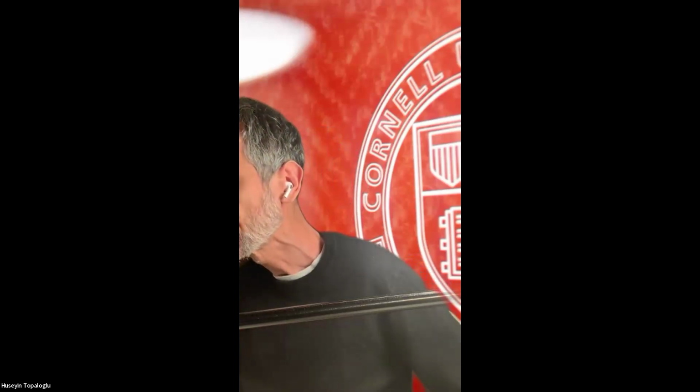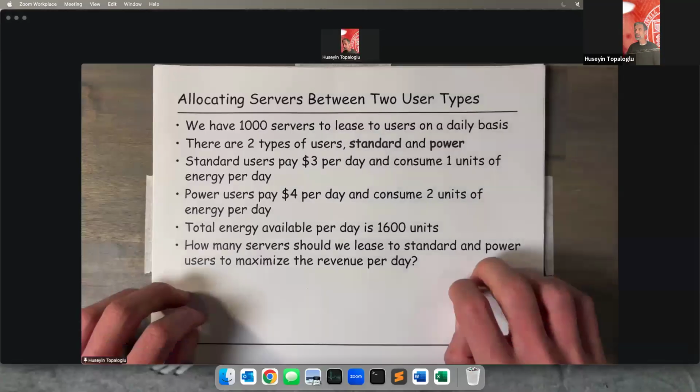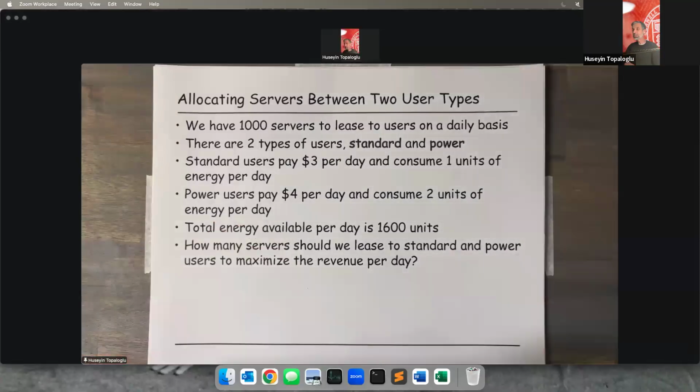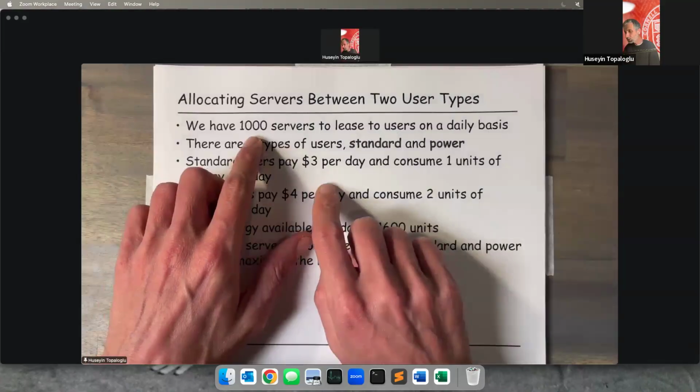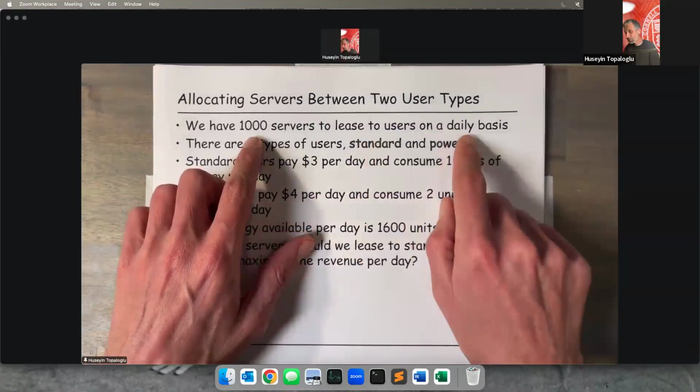Good. And to understand what we mean by formulating an optimization problem, we're going to use a couple of examples. So here's our first example. Let's imagine that we're operating a cloud computing company, and we have 1,000 servers to lease to our users on a daily basis.